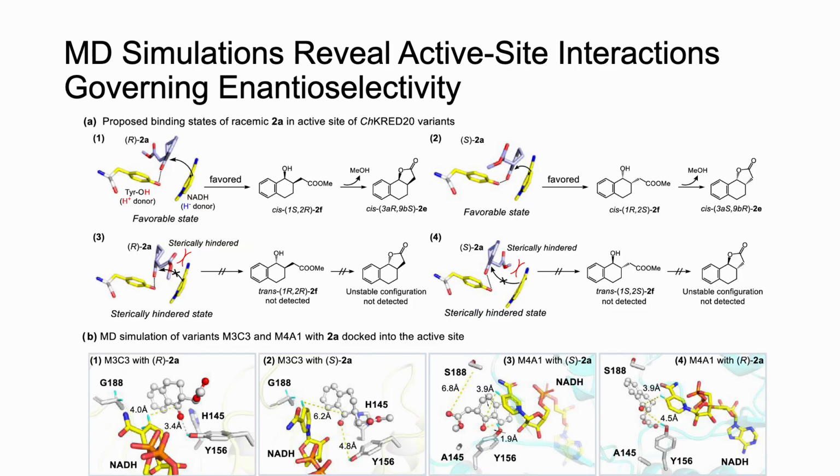And next, they do molecular docking simulation to reveal the active site interactions governing enantiomer selectivities. This figure illustrates how the researchers explain the difference in the molecular mechanism of enantiomer selectivity between the M3C4 and M4A1 mutants by molecular simulation analysis. In Figure A, it shows several possible substrate binding conformations proposed by the researchers. In 1 and 2, we can find that R2A and S2A bind to the enzyme active pocket in different mutants in favorable conformations, and can accept the hydride provided by NADH, as well as the protons provided by the tyrosine OH, resulting in the stable cis products.